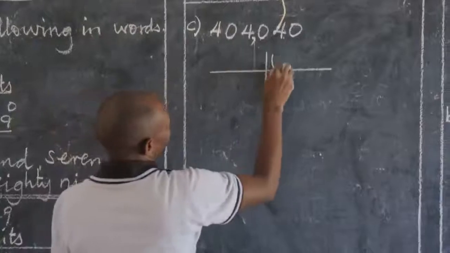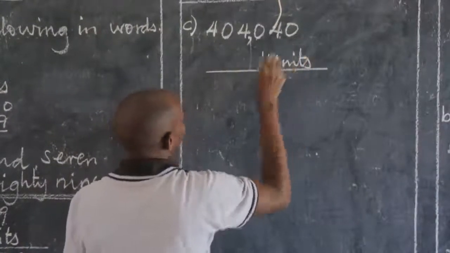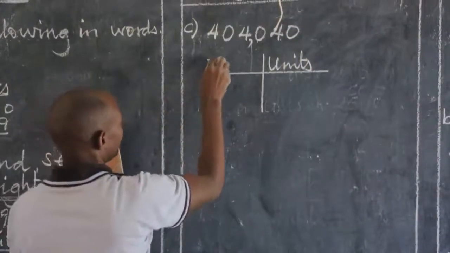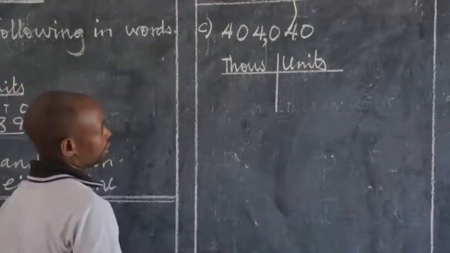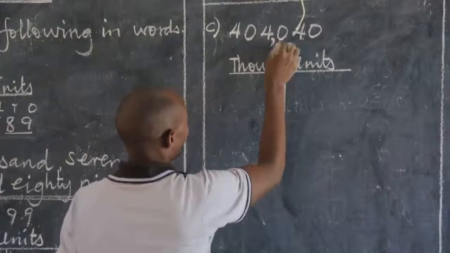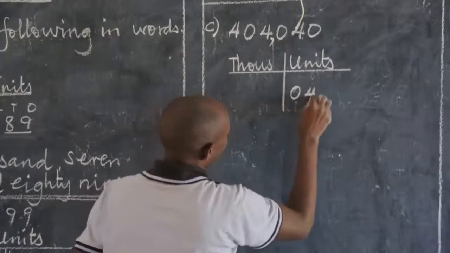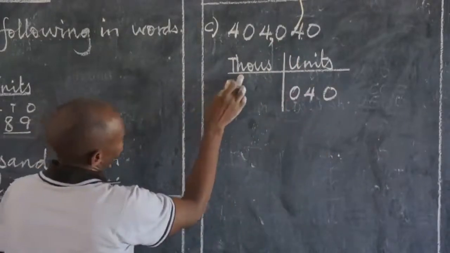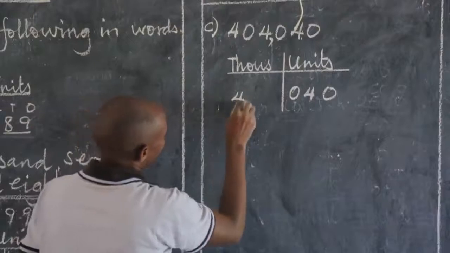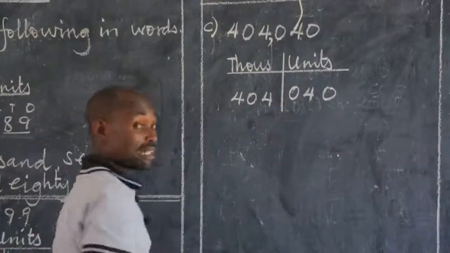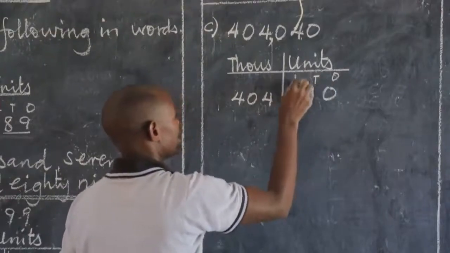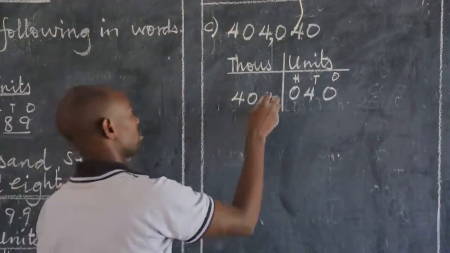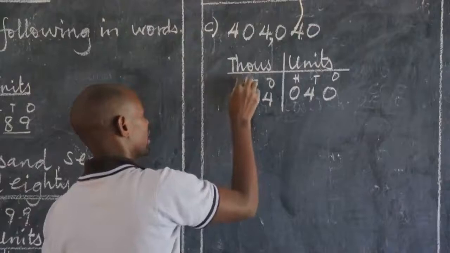So on this side we have units, then on this side we have thousands. Okay? So under units we have 0, 4, 0. Under thousands we have 4, 0, 4. But I told you that under units we have ones, tens, hundreds. Under thousands we have ones, tens, hundreds.